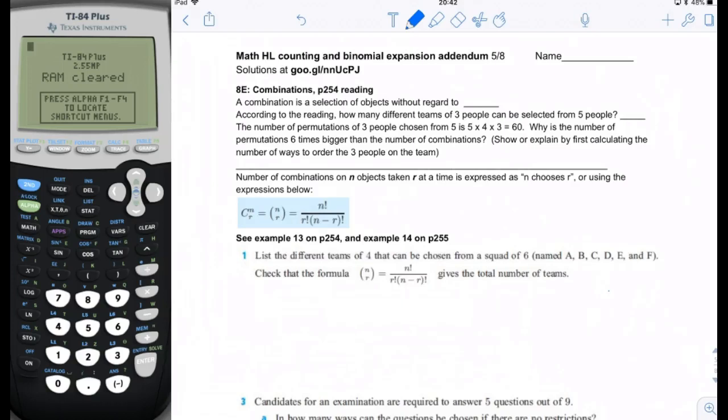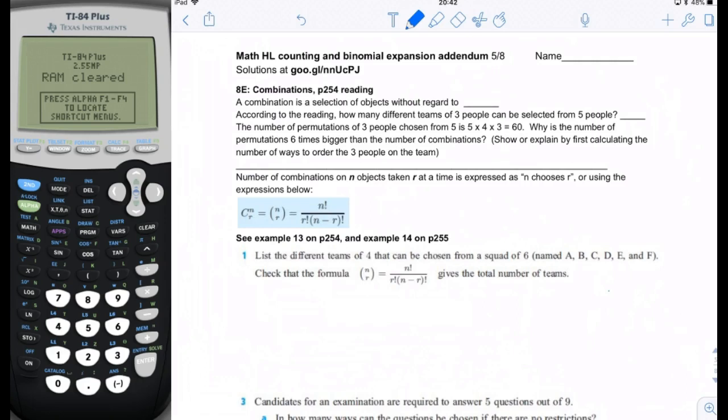Page 5 of Counting and Binomial Expansion Addendum. Today we're going to talk about combinations. You're going to see why we are talking about combinations the section after we talked about permutations, because combinations are actually something that is derived from permutations.